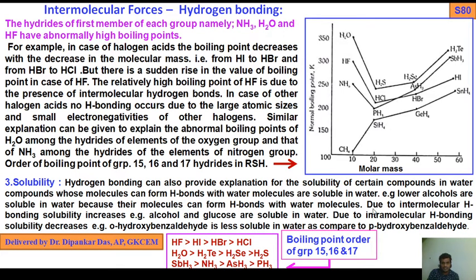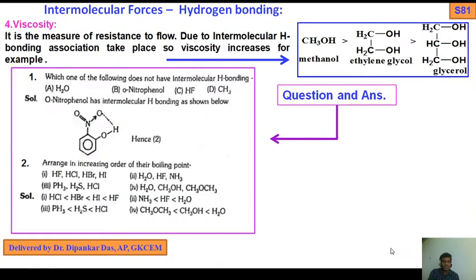So this is the boiling point order of group 15, 16, 17, and this is the viscosity, another term. How does viscosity change with intermolecular hydrogen bonding? Intermolecular hydrogen bonding means association takes place. Association takes place means viscosity increases. So now this is the question and answer. Which one of the following does not have intermolecular hydrogen bonding?